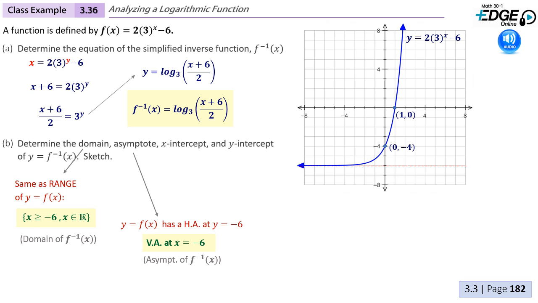Because f of x had a range of all values greater than negative 6, the domain of the logarithmic function will be all values of x greater than negative 6. Similarly, because our exponential function had a horizontal asymptote at y equals negative 6, our logarithmic graph will have a vertical asymptote at x equals negative 6.